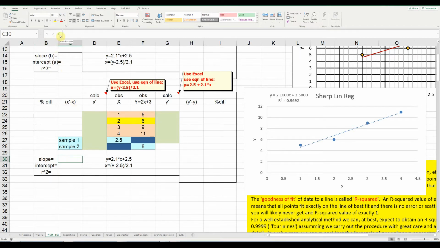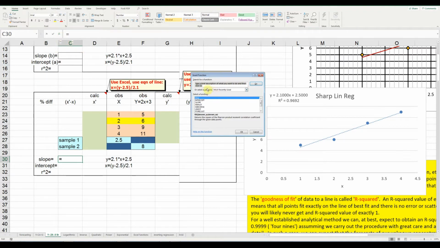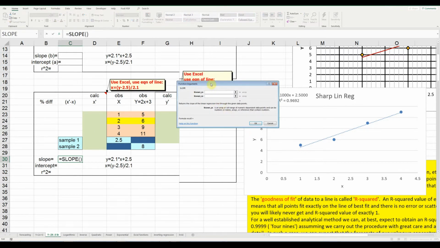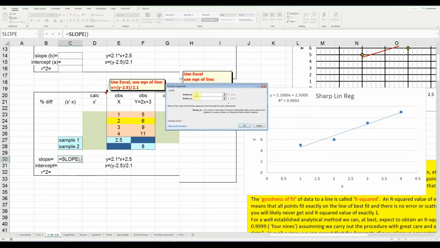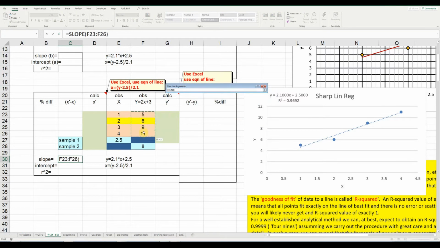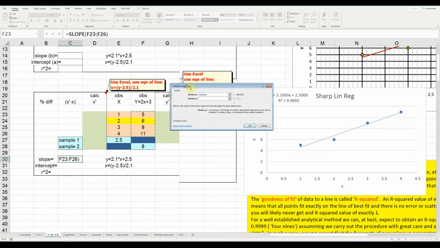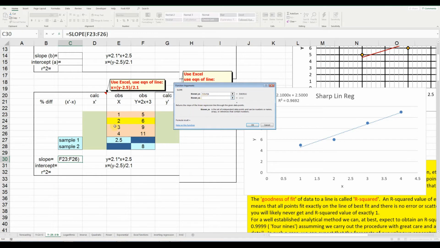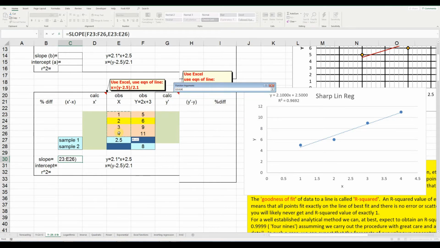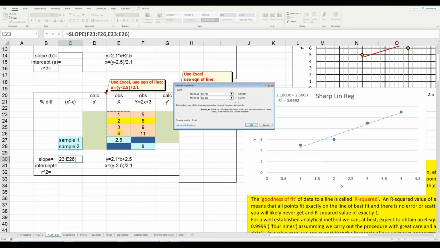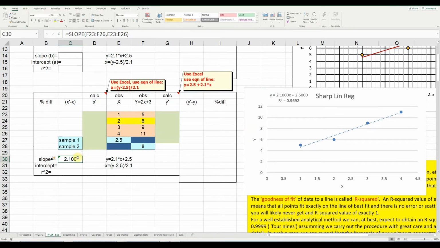It's in the insert function group. So try typing the name slope up here, and there it is, SLOPE. Just say OK and follow the prompts. The known y's are the y values that were measured. The known y's are not the forecasted y values. They're the ones that you measured. The known x's are the known values of x, the standards that you prepared. Just say OK. So there's our slope.